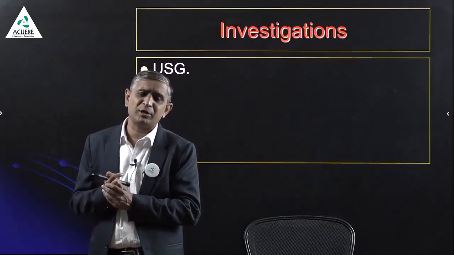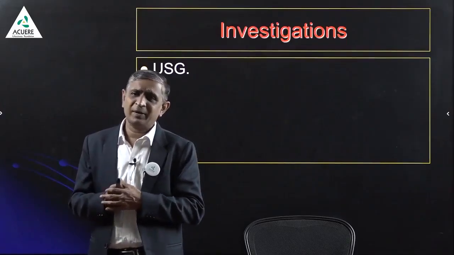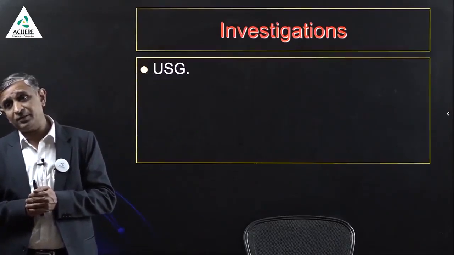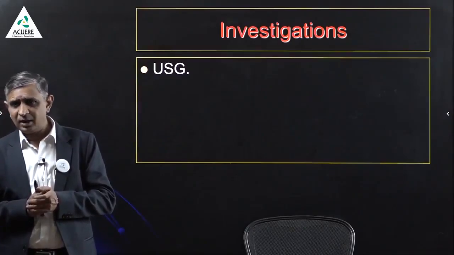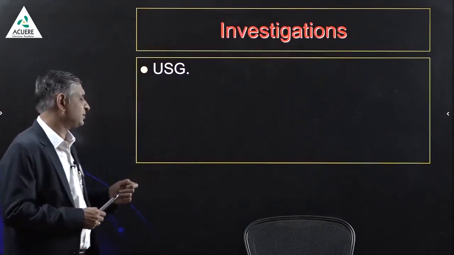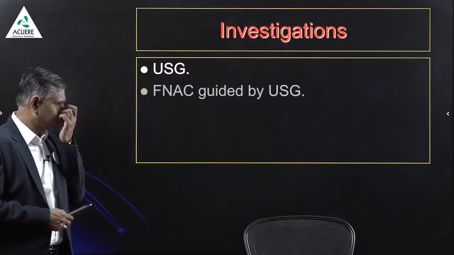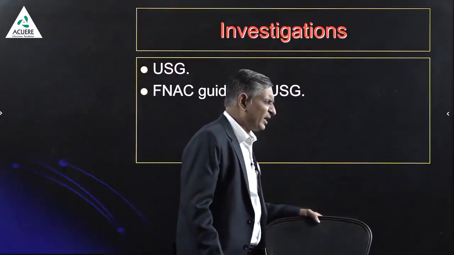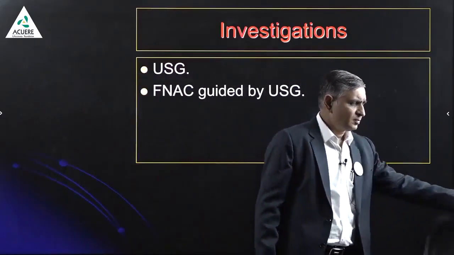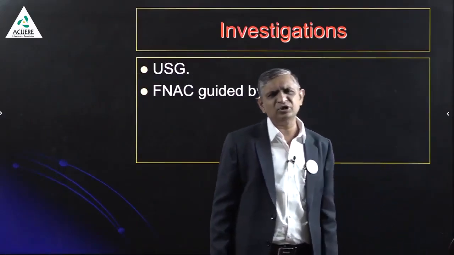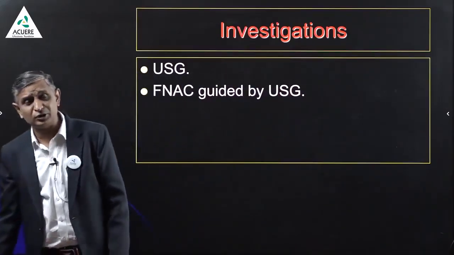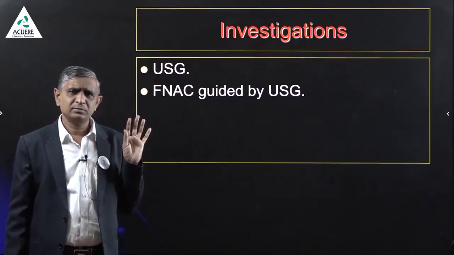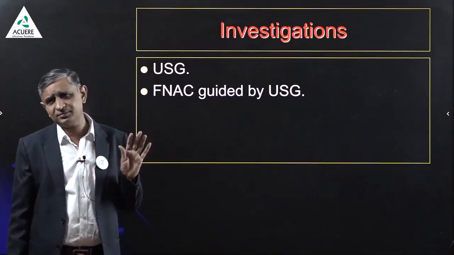USG is the most important tool in hepatitis. Hepatitis, jaundice, then cirrhosis of the liver, alcoholic liver disease. I will show you. Many pictures are there with me. FNAC guided by USG. See, my dear student, to be very frank with you, we generally define even cirrhosis of the liver directly on the USG, not going for any FNAC.